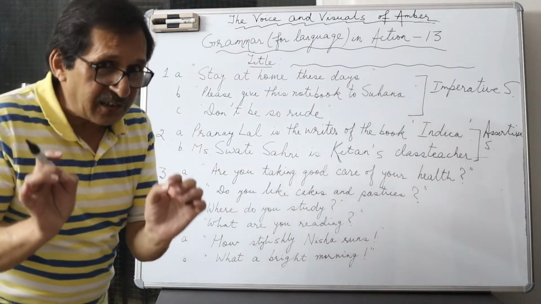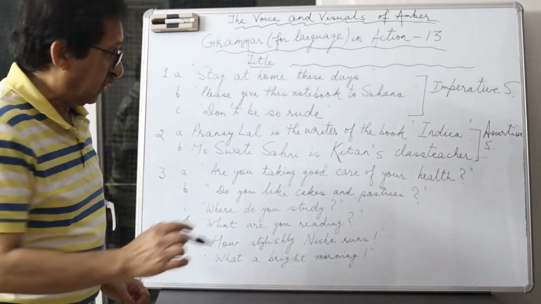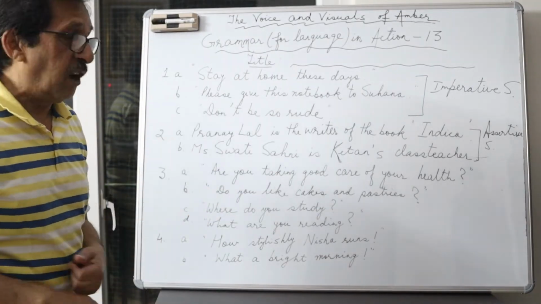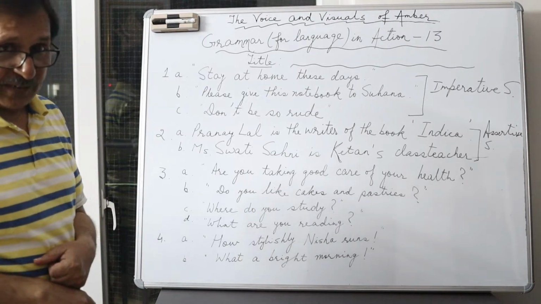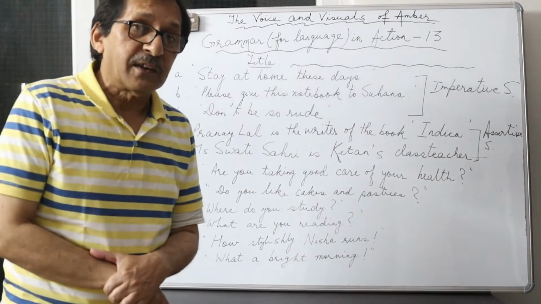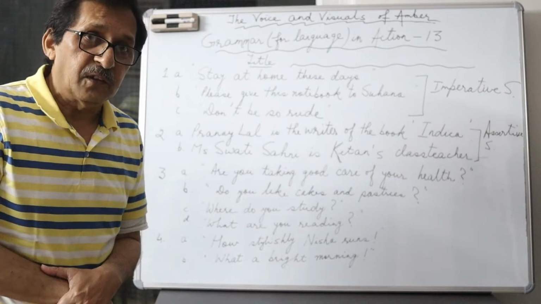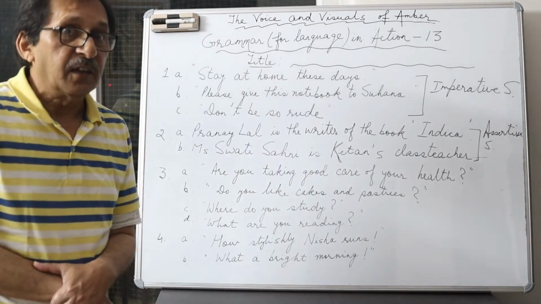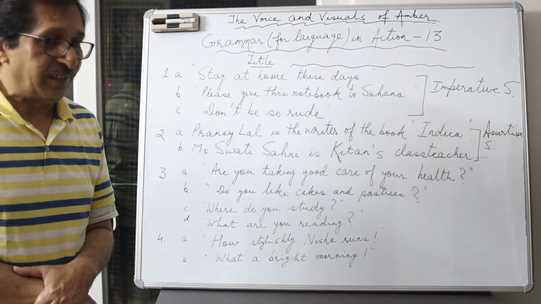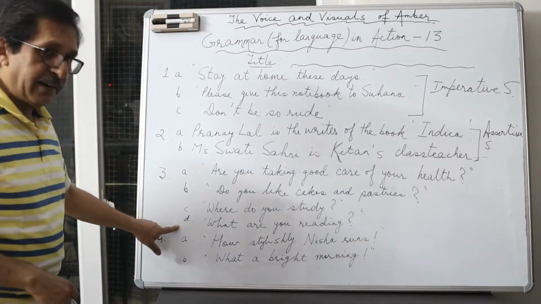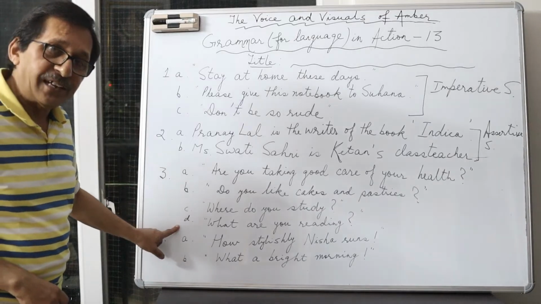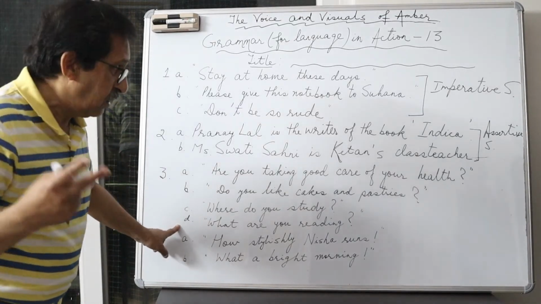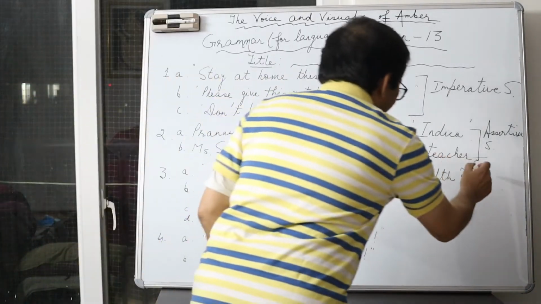So sentences which ask questions are called interrogative sentences. Once again, get the pronunciation correct. Interrogative. Interrogative sentences. So these four are examples of interrogative sentences, and there are two kinds of interrogative sentences.